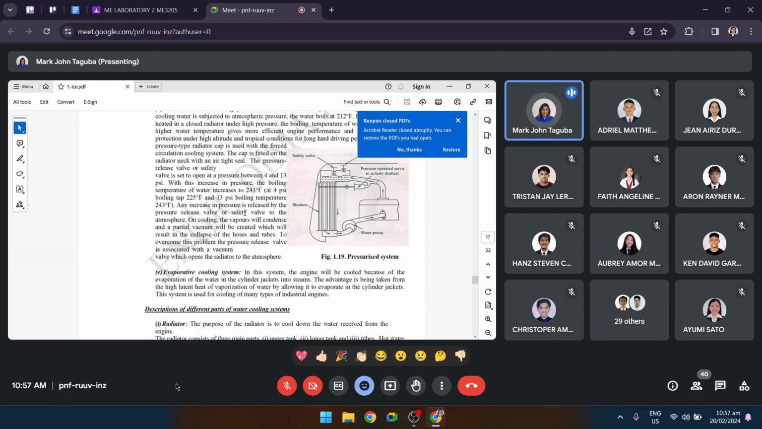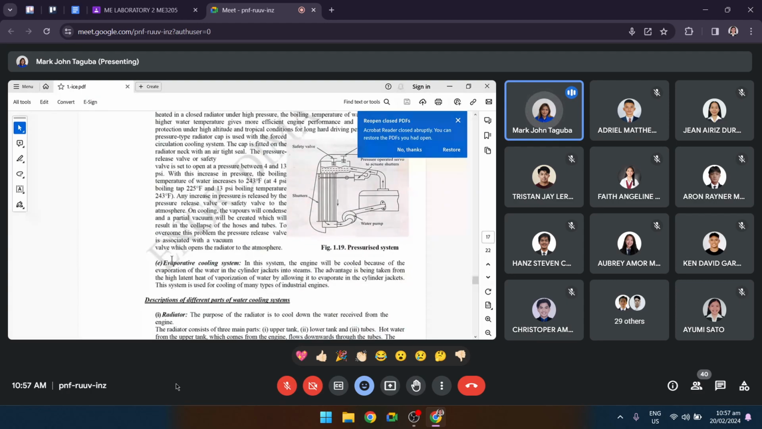And then, meron din tayo ditong evaporative cooling system. So in this system, the engine will be cooled because of the evaporation of the water in the cylinder jackets into steam. And the advantage taken from the high latent heat of vaporization of water by allowing it to evaporate in the cylinder jacket. So this system is used for cooling of many types of industrial engine. So usually, mas sabay malakihan naman ginagamit itong evaporative cooling system. And even dun sa ating mga planta, meron tayo dyan mga cooling system din.